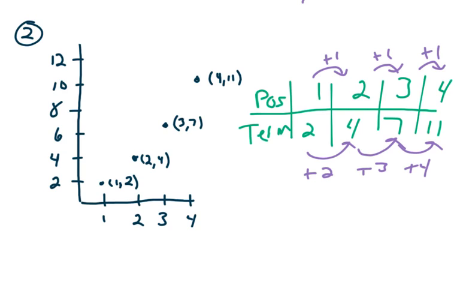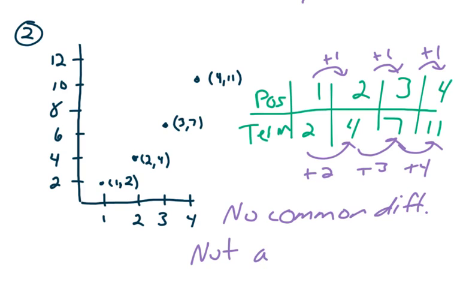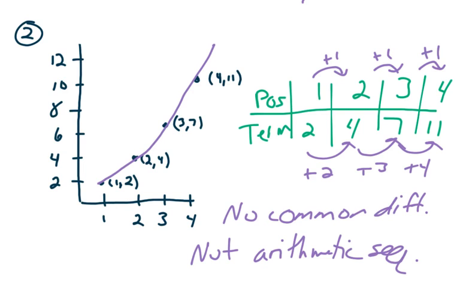So is this one an arithmetic sequence? No. There's no common difference, or no constant rate of change. So it's not an arithmetic sequence, because there's no common difference. And you can kind of see, if we graph this, it wouldn't be a line. It gets steeper as we go farther to the right.